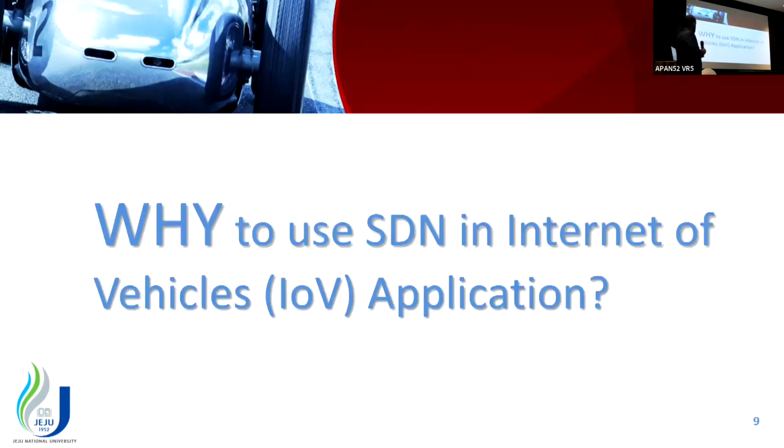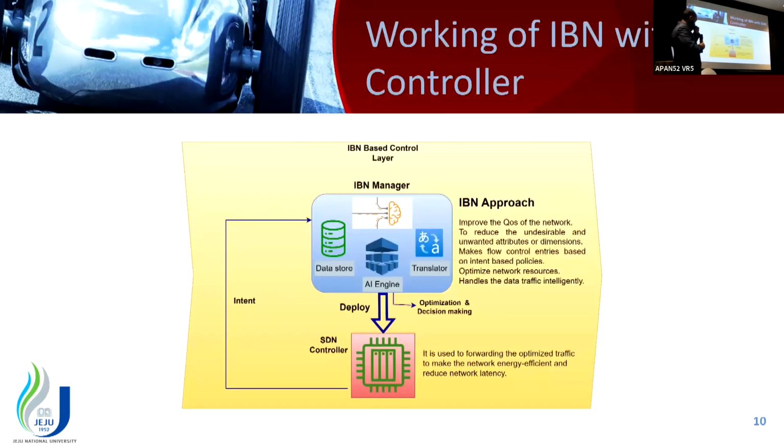Okay, why use SDN in the Internet of Vehicles application? Basically, when we talk about using the IBN approach with the SDN controller, we talk about automation. The first thing that comes is that the whole thing should be automated. So we deploy our IBN, which is an application, on the SDN controller, and we can use any kind of controller. But in our case, because it is based on ad hoc networks and the data set that we gathered, we use the APIs of the ONOS network controller.